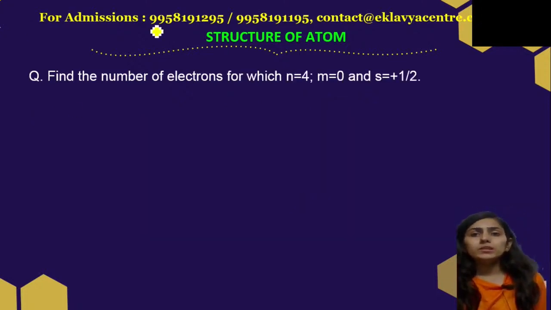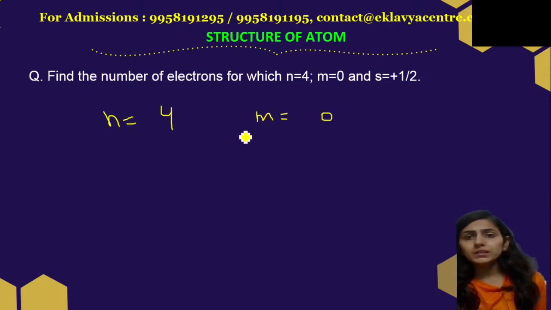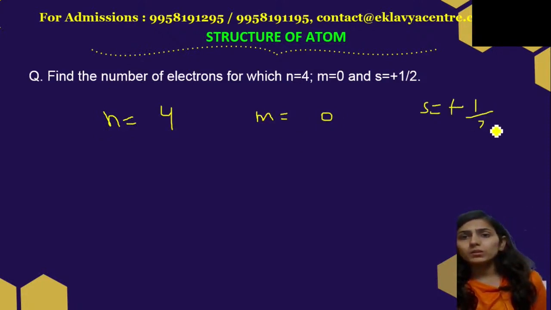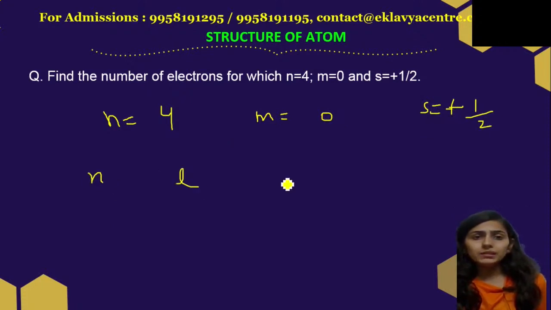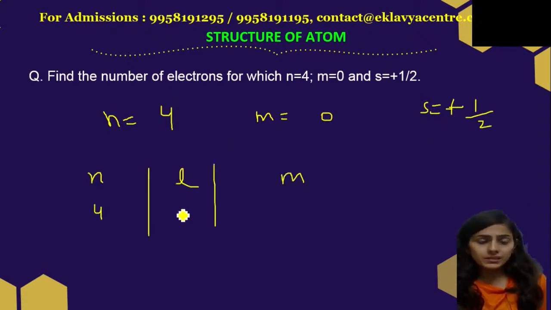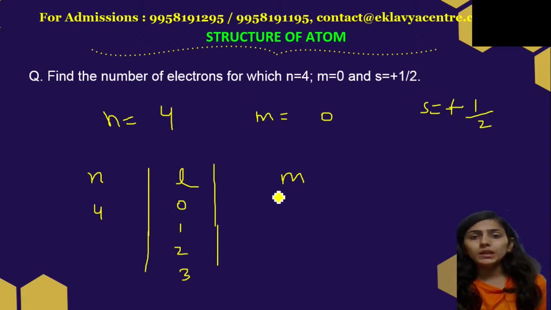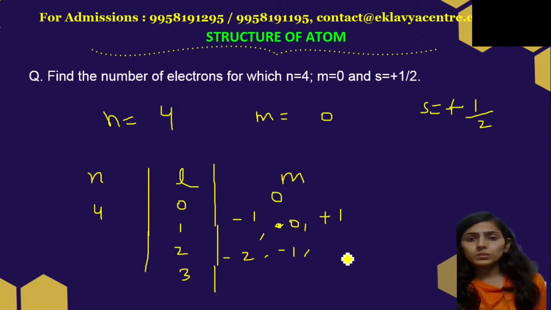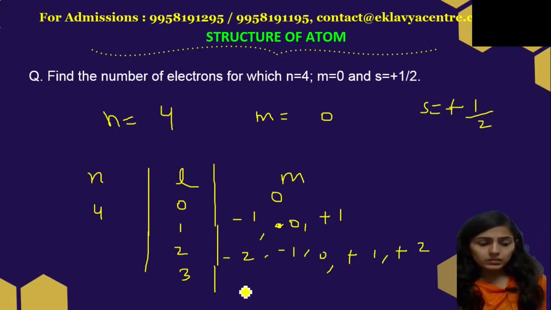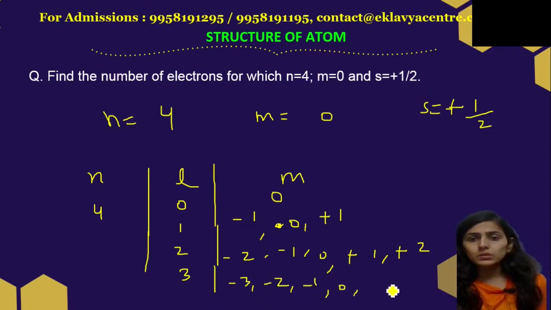Next, number of electrons. Now they are trying to fix the condition. For example, they are saying n is equal to 4, m is 0, and s is plus half. Find the number of electrons in this case. Now n is 4, so what will be the value of l? 0, 1, 2, 3. Here for l equals 0, m is 0. For l equals 1, m is minus 1, 0, plus 1. For l equals 2, minus 2, minus 1, 0, plus 1, plus 2. Similarly here also we have minus 3, minus 2, minus 1, 0, plus 1, plus 2 and plus 3.